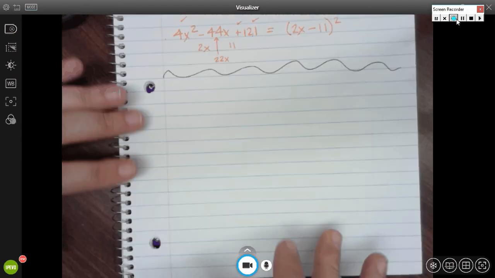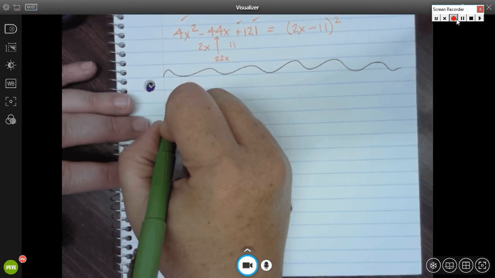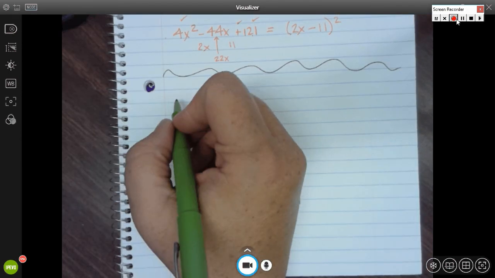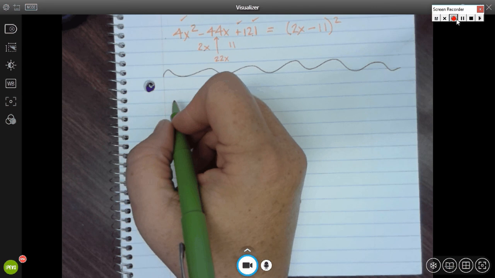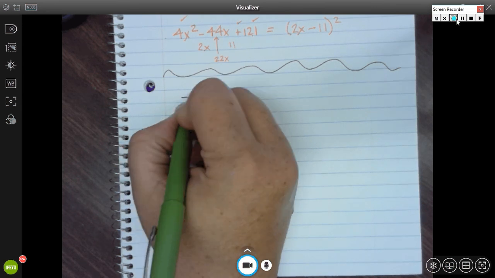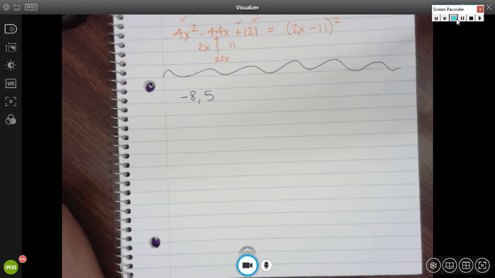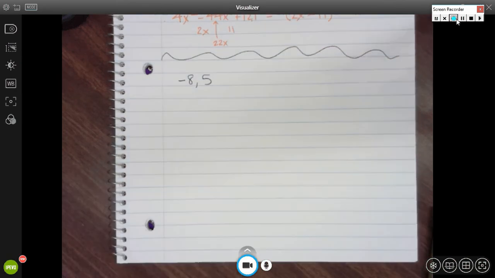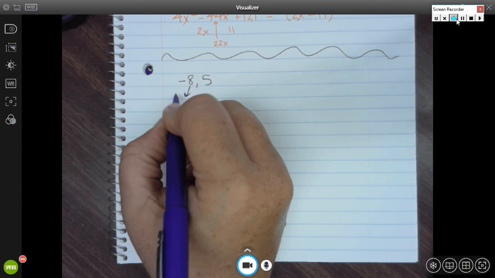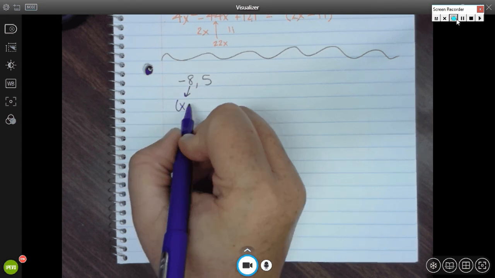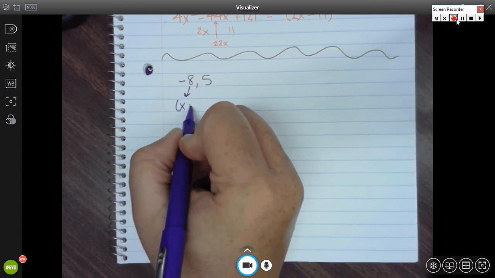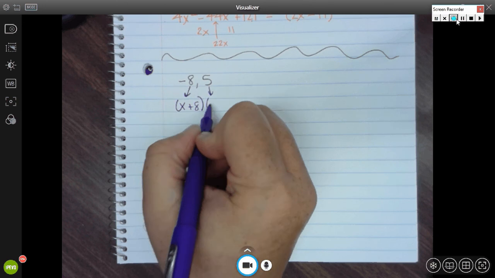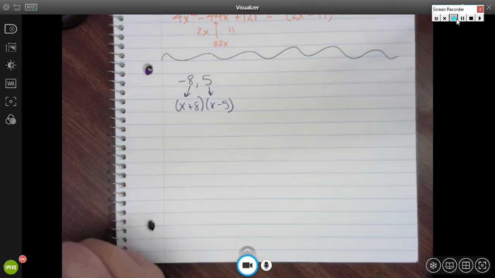If I said that a quadratic had the roots, and this is actually number 1 on your homework, -8 and 5 are roots, and they want you to write a quadratic in standard form with the given roots, okay? Well, the first thing I know is that if these are roots, then x plus 8 times x minus 5 are the factors, right?